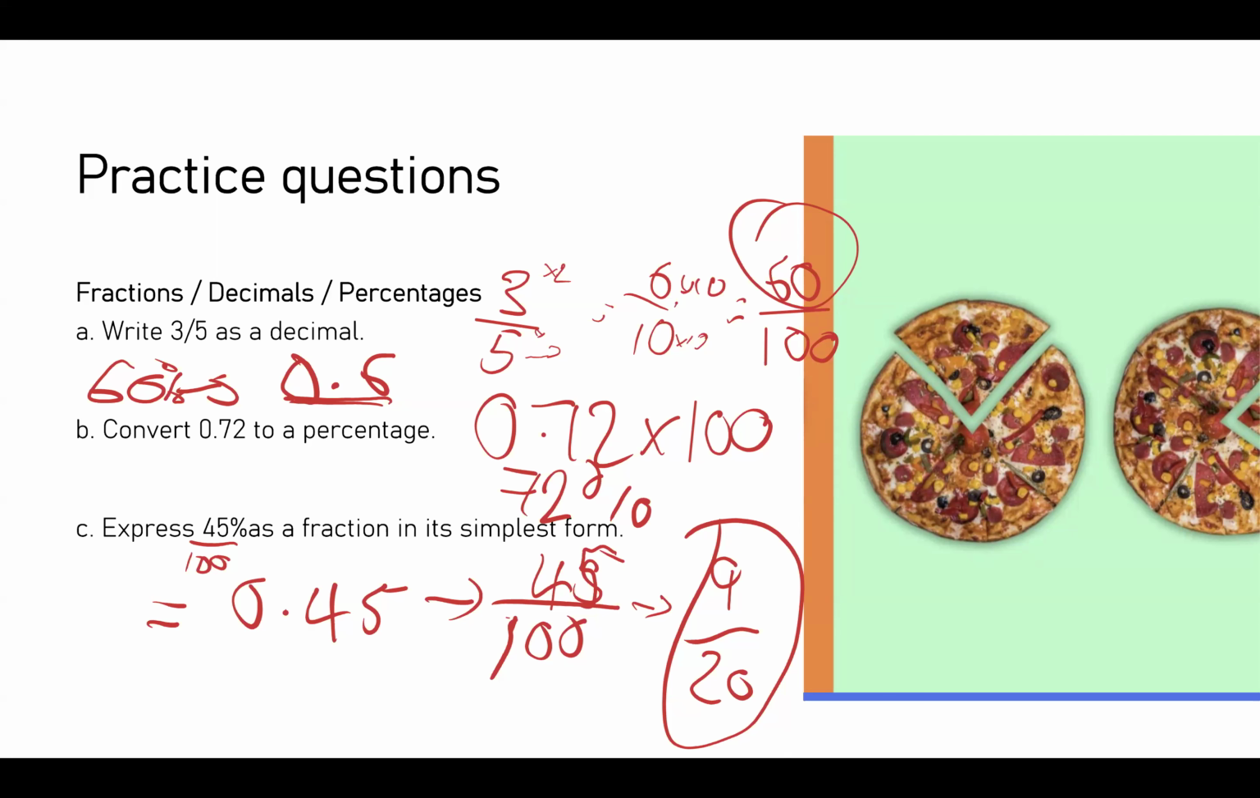So all I did there was find out the highest common factor between 45 and 100, which is 5 here, guys. So 5 goes into both of these numbers.